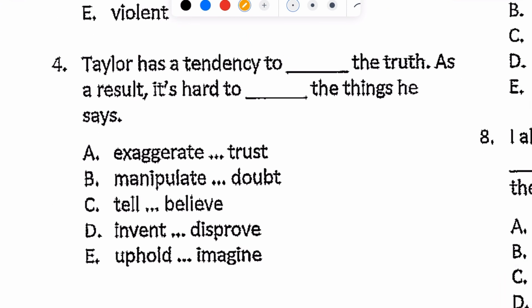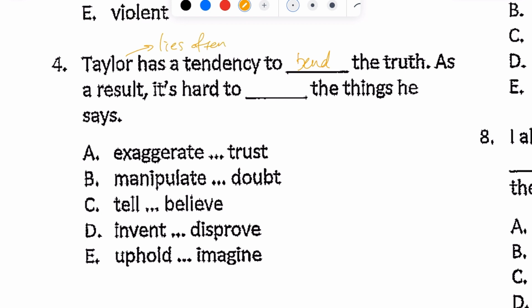Next, for number 4, Taylor has a tendency to blank the truth. As a result, it's hard to blank the things he says. So we have 2 blanks here, and you want to look at the relationship between these 2 sentences. Here we can just use everyday words. He has a tendency, or he tends to, let's say, bend the truth. So he doesn't really tell the truth. He lies a lot.